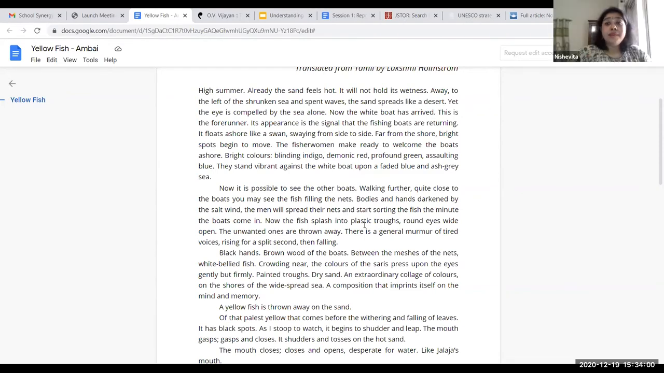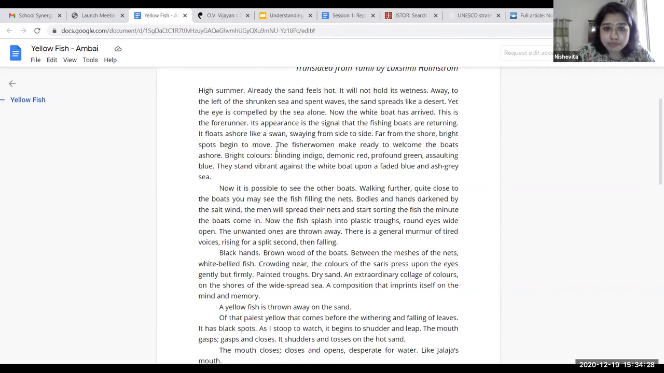Exactly. And I'm particularly happy about your choice of the term imagery. The story itself is actually very visual. If you look at the choice of words, the sand feels hot. It will not hold its wetness. We are talking about a beach, and that's how dry it is. It's about the ice that is compelled by the sea alone. What is the color of the sea? It's blue and ash and gray.